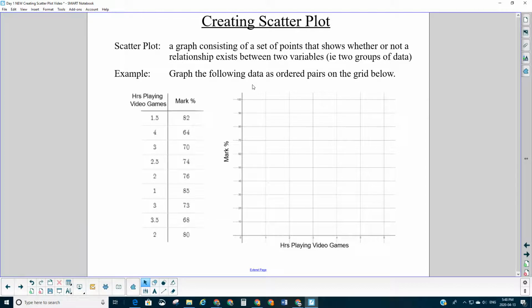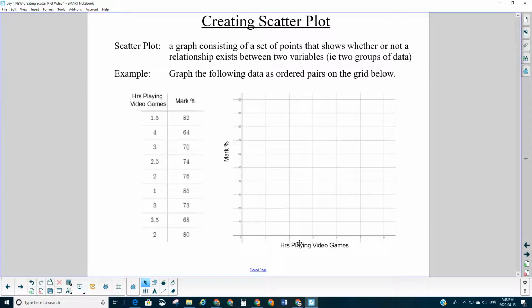Okay, so a scatter plot. A scatter plot is a graph consisting of a set of points that show whether or not a relationship exists between two variables. So in our example here, I've got some data on the hours that a student plays video games and what their corresponding mark is. I'm curious if there's a connection between these, if there's a relationship between the number of hours that you play and the mark.